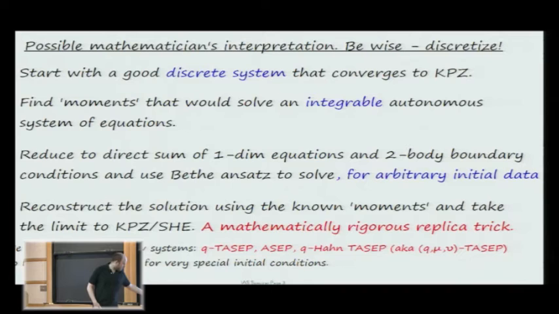So as I'll explain in the talk, we can do these steps 1 through 3 for a variety of systems. I'll talk about 3 of them. In particular, this last one, the Q-Hahn TASEP, or as I previously named it, the crappy convention of Q-mu-nu TASEP, but I'm going to go with this one.